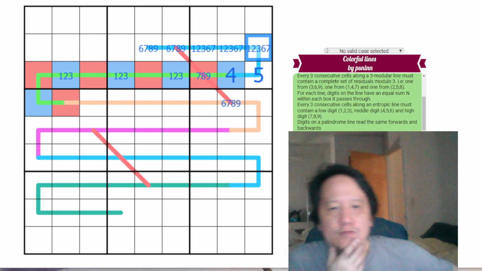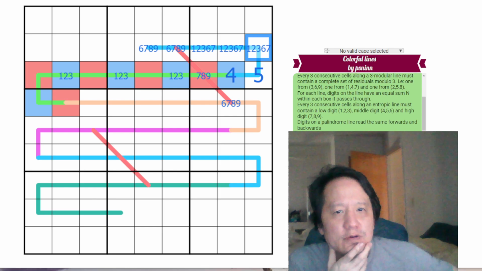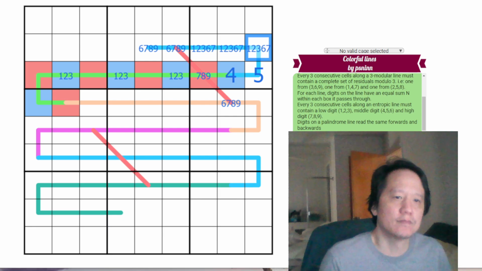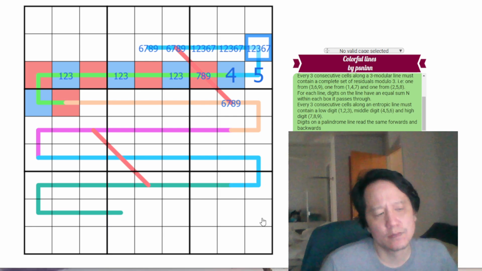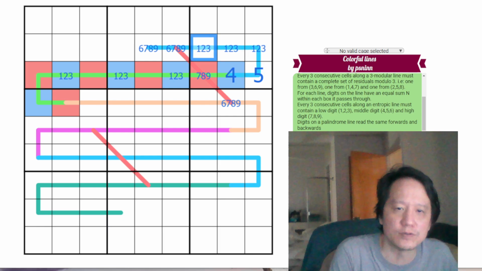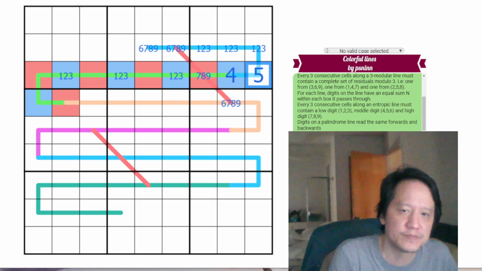Can it add up to 1, 2, and 6? Yeah, possibly. This would be 1 through 7. So even if there was a 3, 1, 2, 4, 5, 6. No, it can't be 1, 2, 4, 5, 6 because that would be 18. So 1, 2, and 3 are here. We have 4, 5. This is 1, 2, 3, 1, 2, 3.